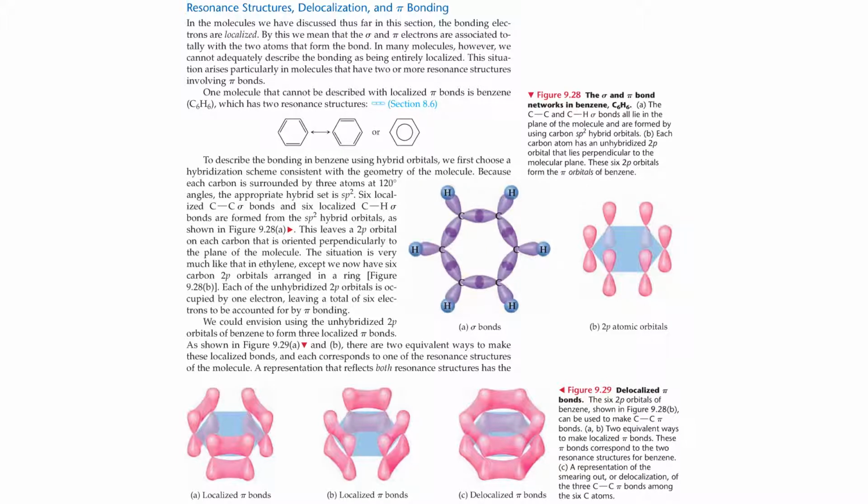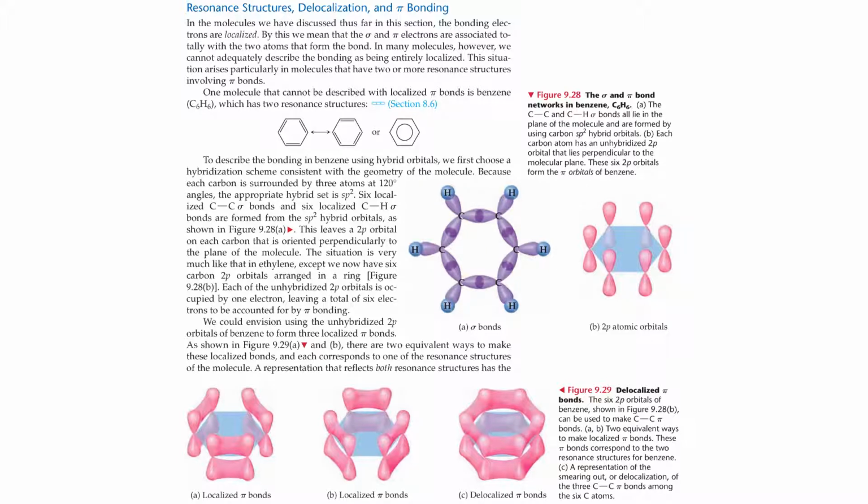This situation arises particularly in molecules that have two or more resonance structures involving pi bonds. One molecule that cannot be described with localized pi bonds is benzene, which has two resonance structures. To describe the bonding in benzene using hybrid orbitals, we first choose a hybridization scheme consistent with the geometry of the molecule. Because each carbon is surrounded by three atoms at 120-degree angles, the appropriate hybrid set is sp2.